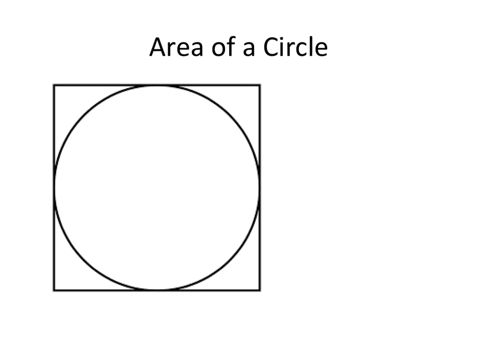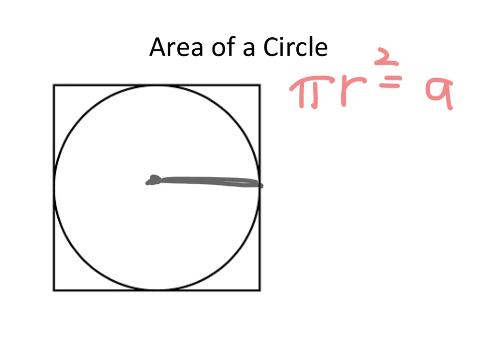So the area of a circle can be found with this formula, pi r squared. That equals the area of a circle. That's what we use. Why does that formula work? Let's just think about that for a minute. What is r in a circle? R is the radius. Now a radius could be anywhere, right? It could be anywhere from the center of the circle to the outside of the circle. So there we have a radius.